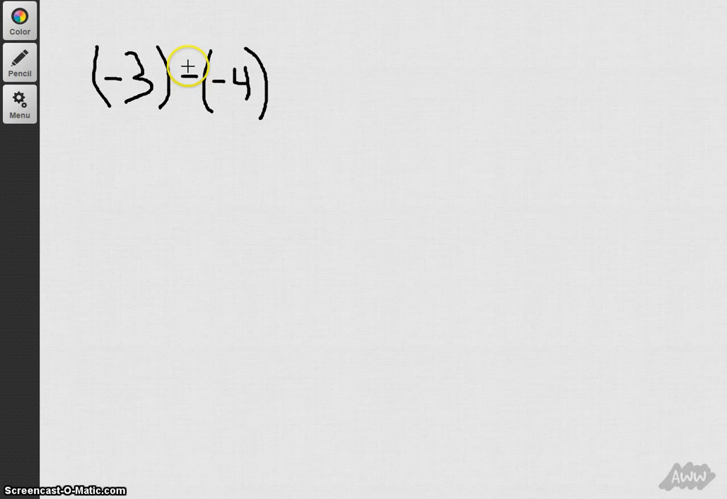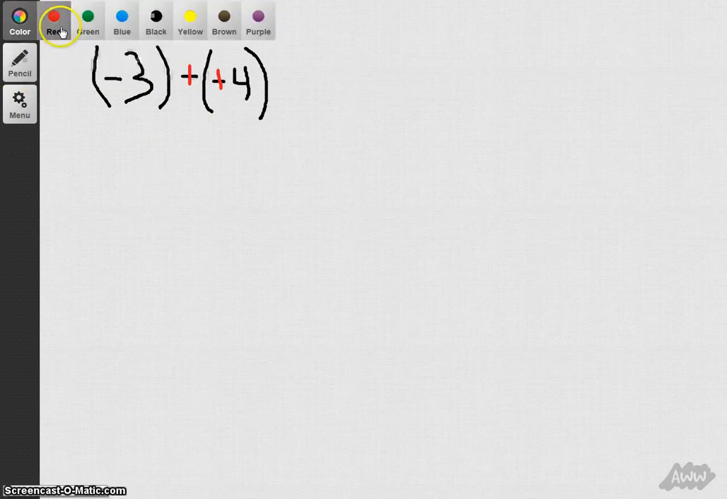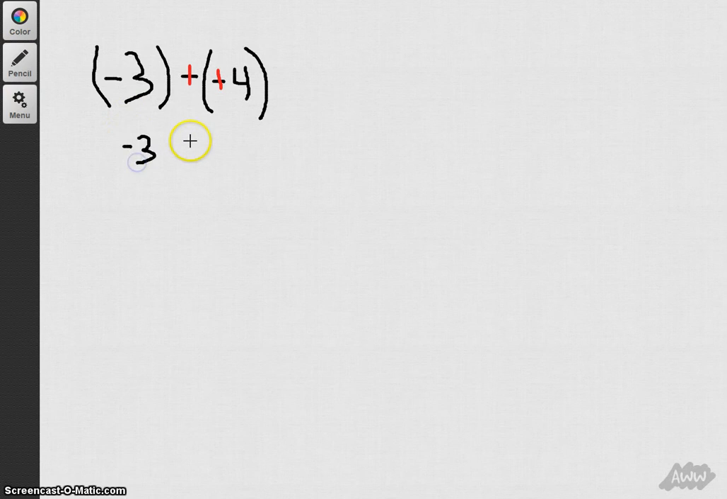By changing the minus sign to an addition, we also have to change the sign that follows. Well, the sign that follows is a negative, so we need to change that to a positive. This guy right here stays the same. So our new problem then is negative 3 plus 4.